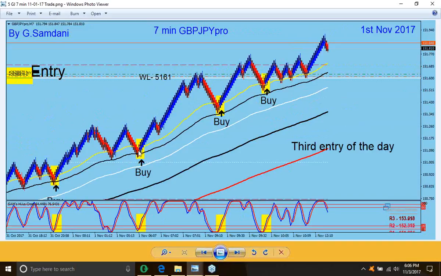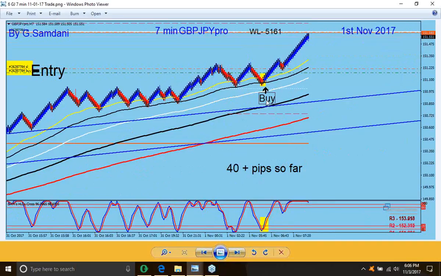This is the one you're seeing here. Okay, and from here to here, even on the 7-minute chart, you can see it's more than 40 pips. I closed exactly at my target. You see the TP set here, 51.61, got hit, and the trade was closed around 45 pips. But look at how many entries, man.